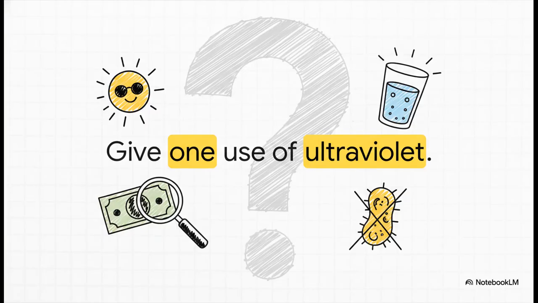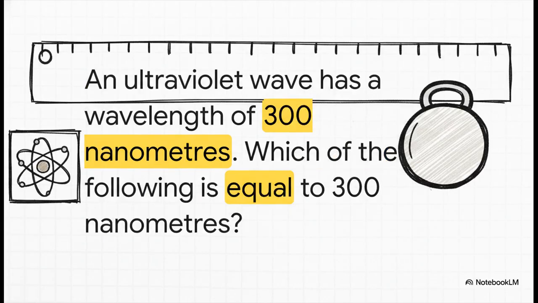All right, first up, question 05.1. A classic one-marker. Super straightforward, just give one use of ultraviolet light. What's the first thing that pops into your head? Okay, next is a multiple choice. Now this one's a bit sneaky. It's not just physics, is it?